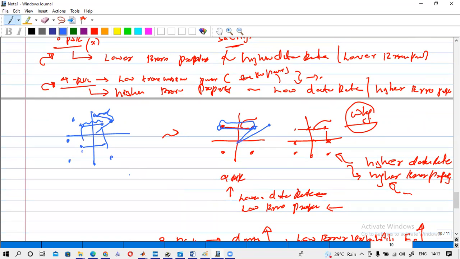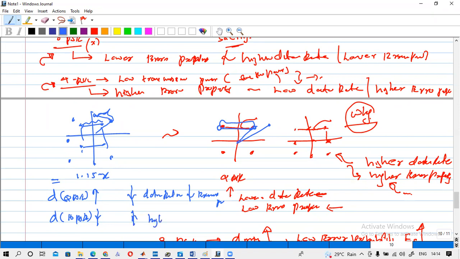Here it is the same, so you can compare it in the same manner. If the QPSK distance is 1.15x, that means the QPSK distance is still high, so you will have low data rate and low error probability. And for 8PSK, the distance is still low. Although you are using slightly high power, it is not enough to fill that gap, and you will have higher error probability. Anyway, I think this mistake will give you a good understanding.